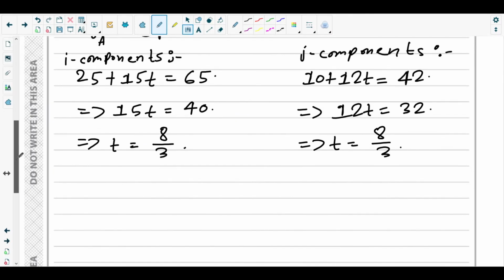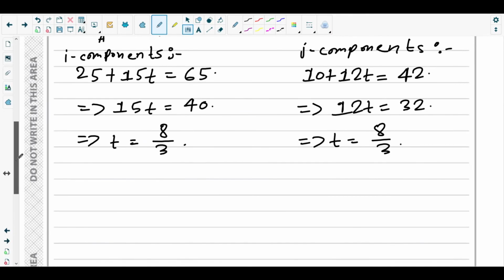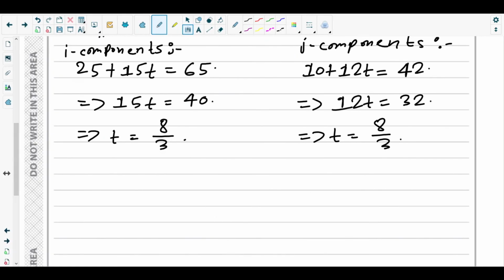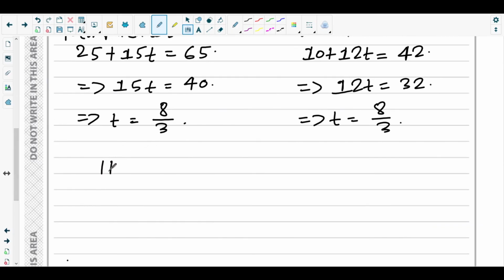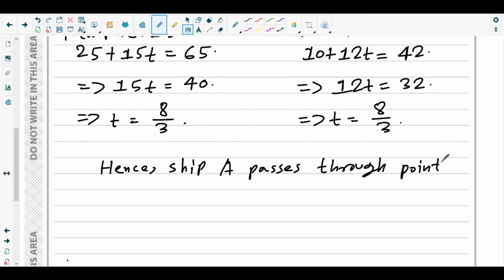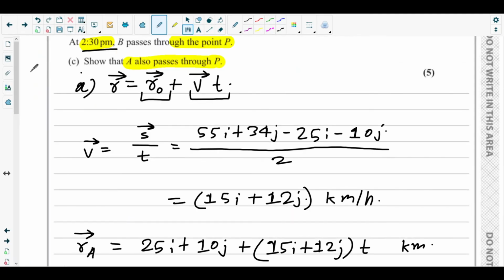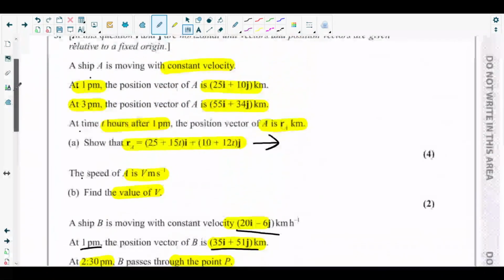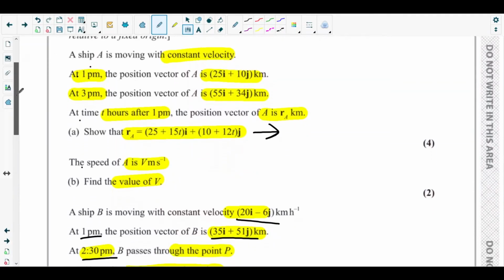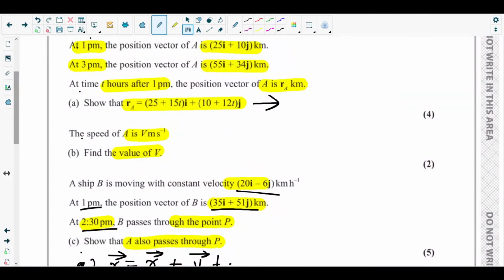So as we have equated the i and j components for the position vector of point P and ship A, we got both the times equal. Hence, we can say ship A passes through point P. And that's exactly what part C of question number 3 of the October 2024 Mechanics 1 paper has asked for. That's it.